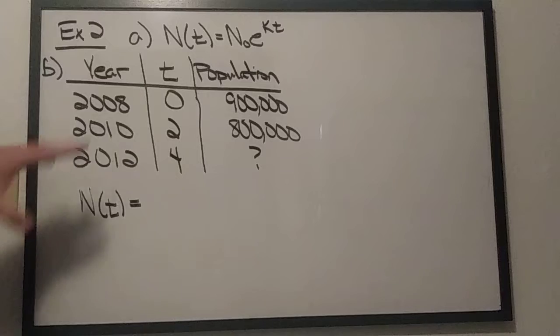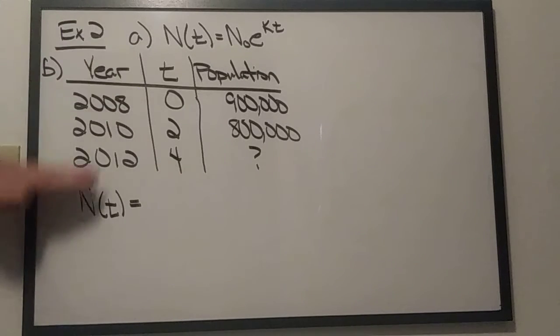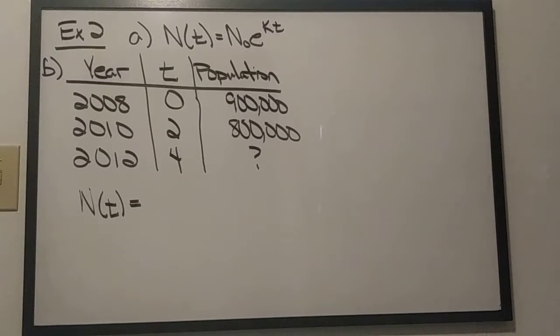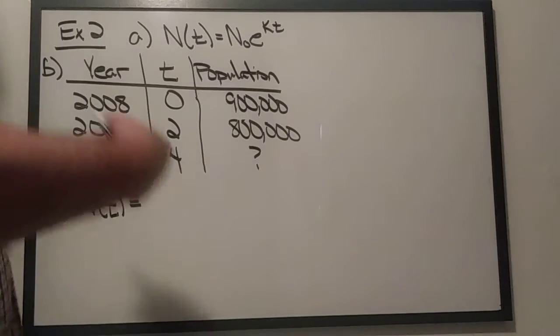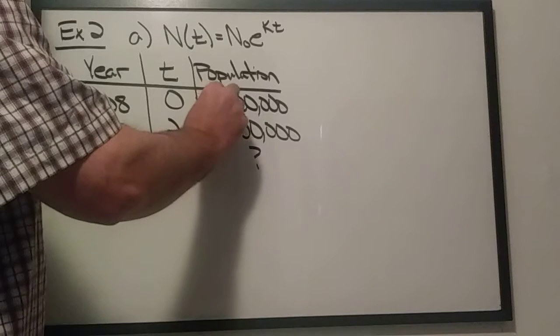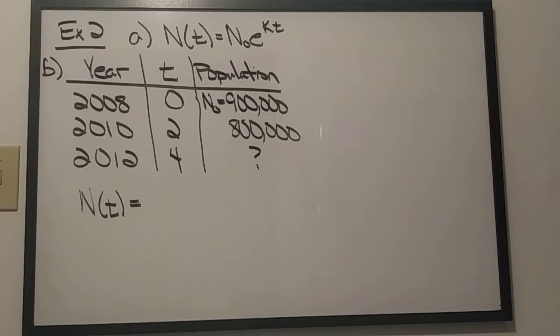So now let's see what happens when I think about these t values instead of the years. My population of 900,000, once again, is my initial population. So I can call that N of 0, but I can also use the notation from my formula, N sub 0. They're the same idea. So I've written it as N sub 0 on the board, but you could also write it as N of 0, because again, they're the same idea.